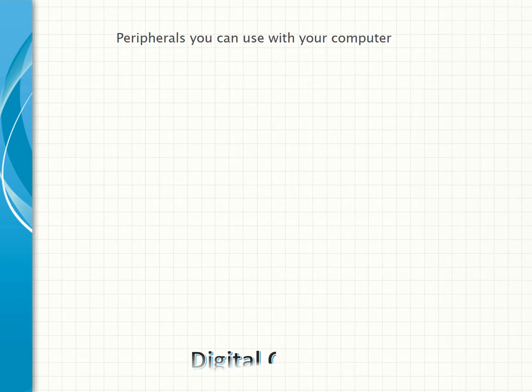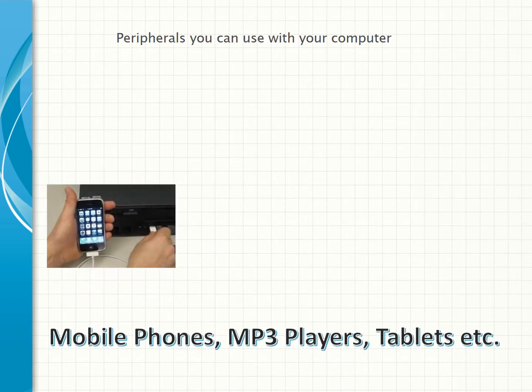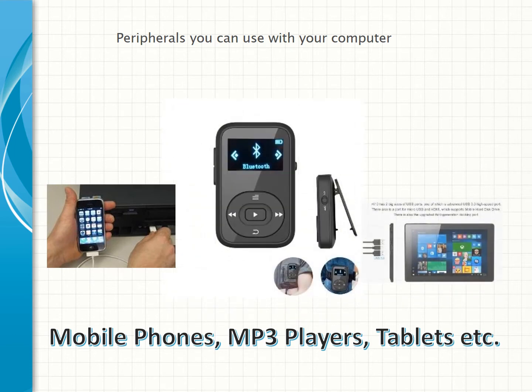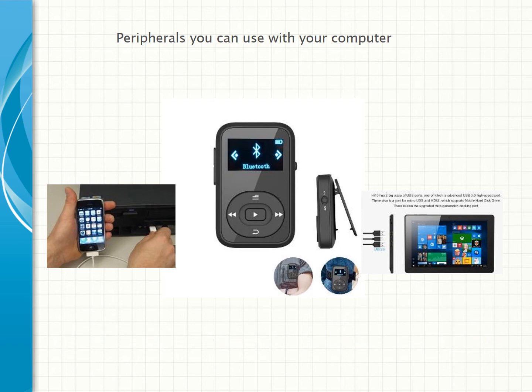Mobile phones, MP3 players, tablet computers, and other devices. Whenever you buy an electronic device, such as a mobile phone or MP3 player, check to see if it comes with a USB cable. If it does, this means you can most likely connect it to your computer.